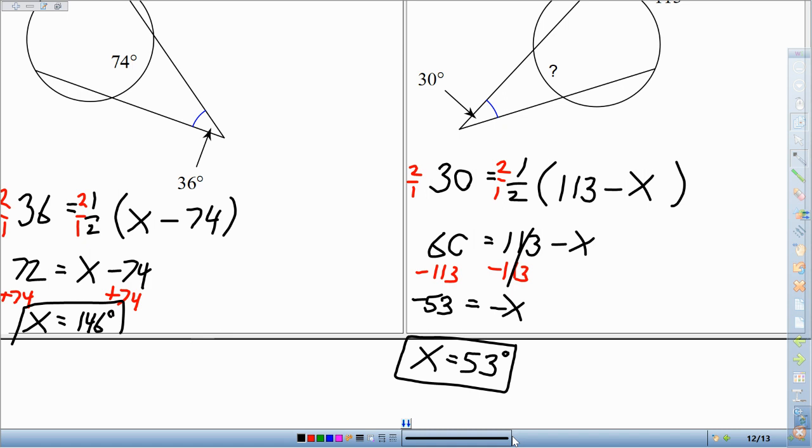Okay, so yeah, that's angles inside the circle, angles outside the circle. Pretty simple formulas, just making sure you get all the parts plugged in correctly, and I don't think the math is too bad. All right, I'll see you guys.